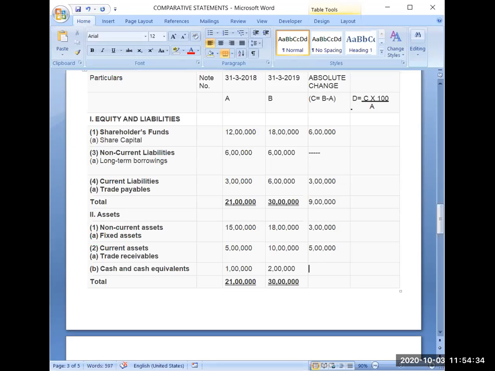And 2 lakh minus 1 lakh, it will be 1 lakh. Suppose I am taking only an example, suppose 10 is there and suppose 5 is there. Now 5 lakh minus 10 lakh will be minus 5 lakh. So how will I write it? I will put a bracket around it to denote it as a negative figure in that case.